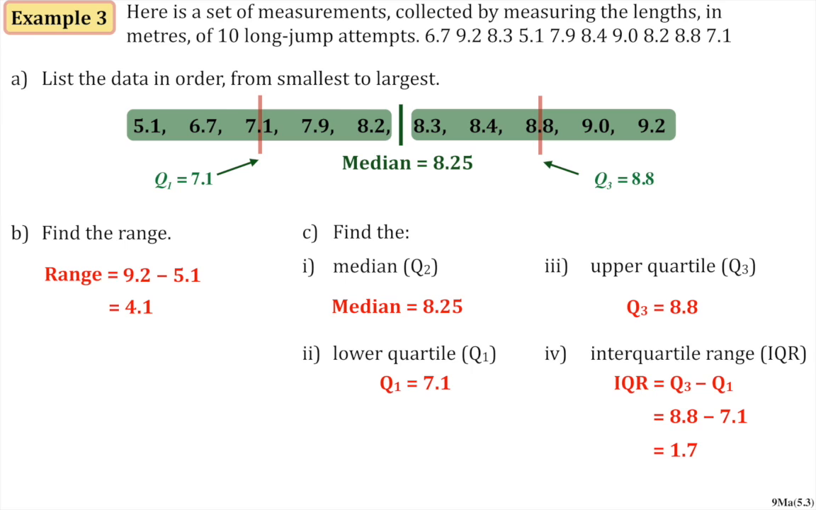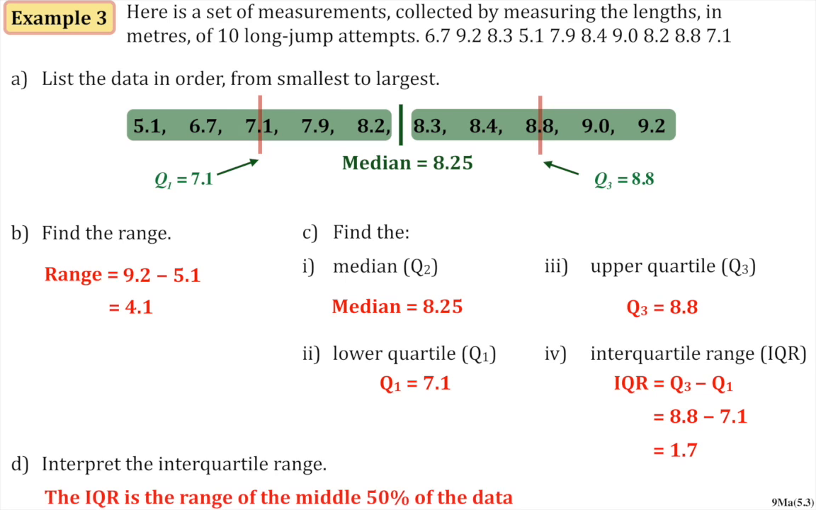Remember, it's really important to order the numbers from smallest to largest before you do anything else. Now, what does the interquartile range mean? Remember, it's the range of the middle half of the data, or the middle 50% of the data. That's what it actually means.